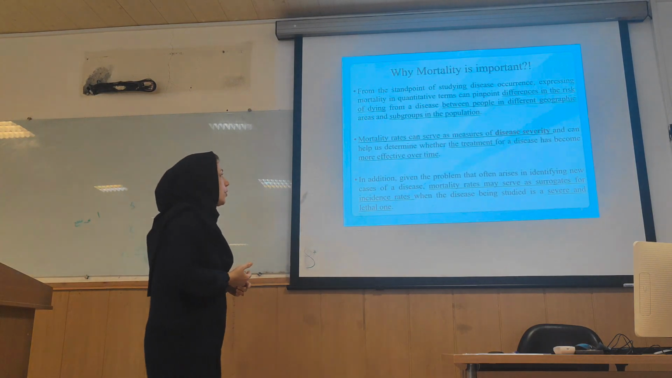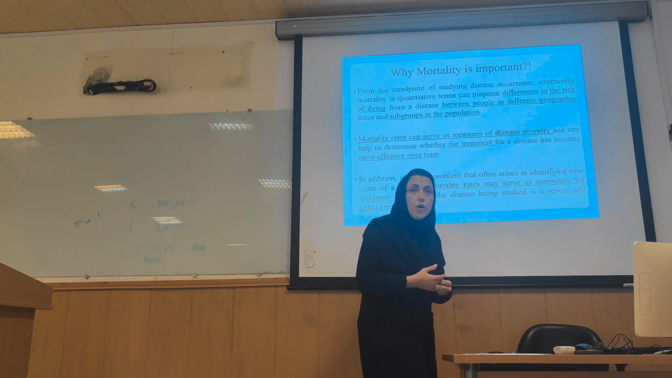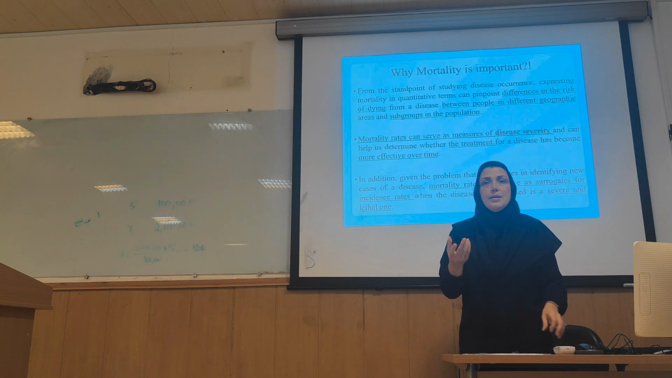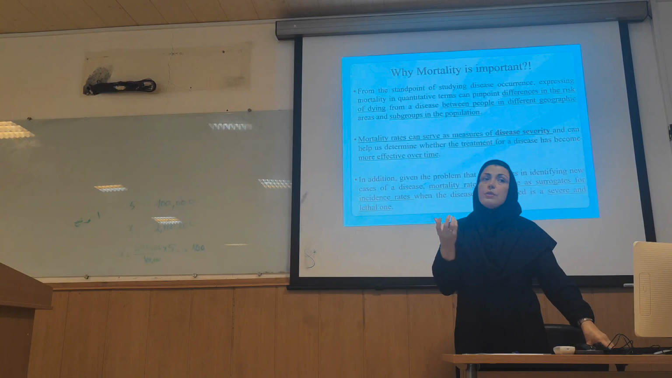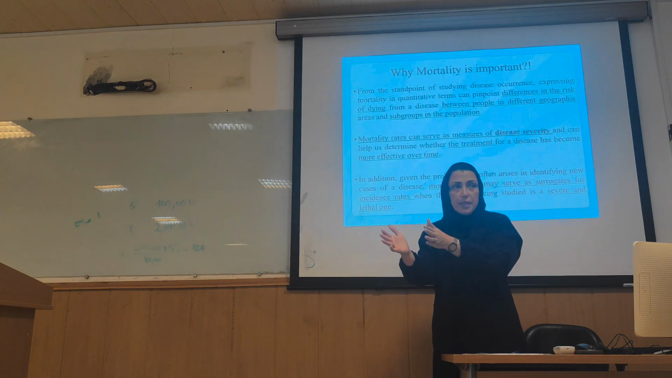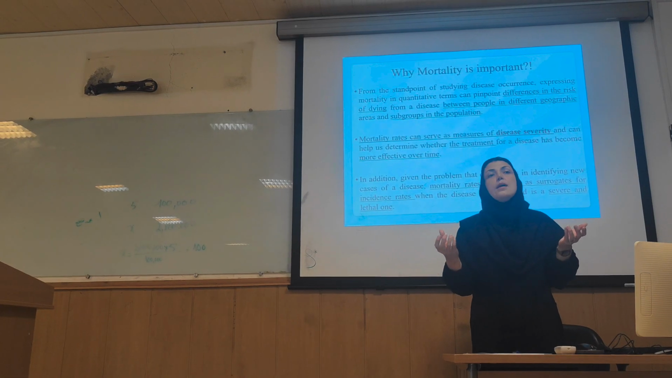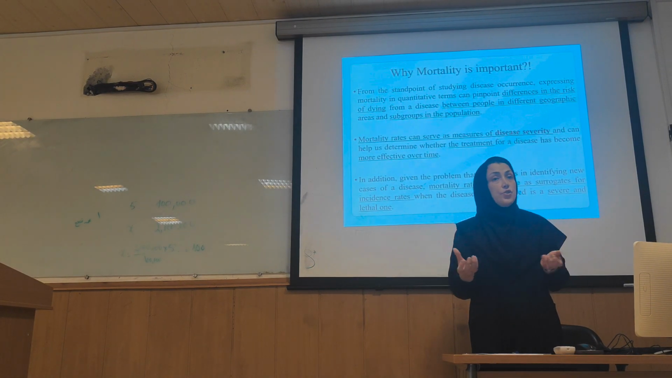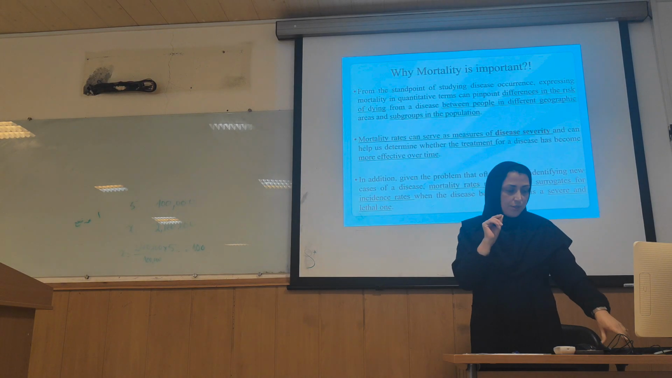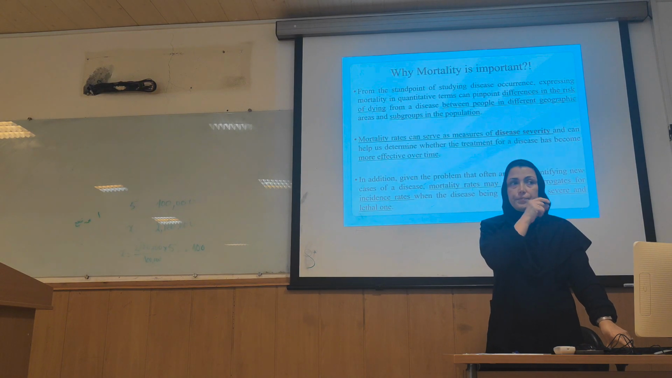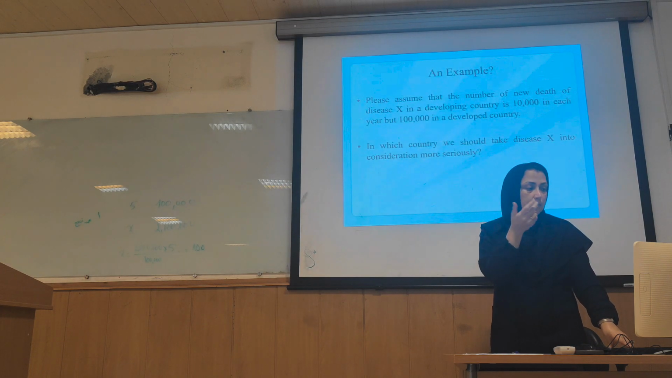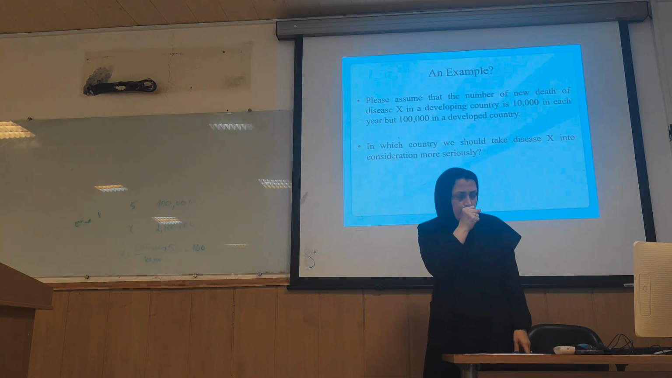Okay? So, to know the clear data about the mortality in each community, and to be able to compare these mortality rates with each other, we should have specific measures, such as incidence and prevalence that we have reviewed about morbidity. Okay.